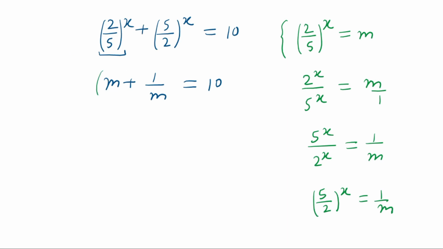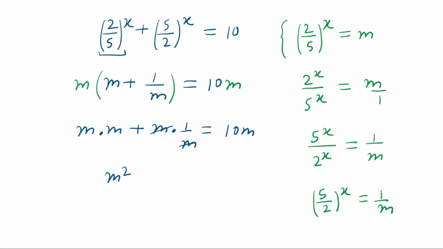Now multiply both sides by m. The m is multiplied by m, so you will get m times m, plus m multiplied by 1 over m, so you will get m times 1 over m, and this is equal to 10 times m. This m and this m cancel out. M times m is m square, plus 1, and this is equal to 10 times m. Here m square plus 10m, if we take the right hand side to the left hand side, then this is minus 10m plus 1 is equal to 0. In the left hand side, m square minus 10m plus 1 is equal to 0.